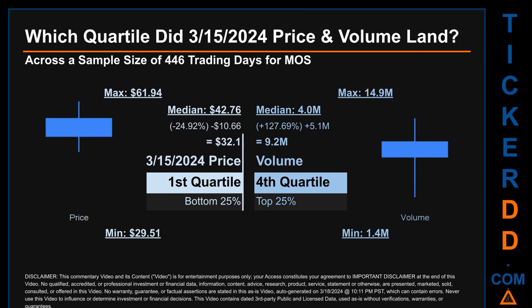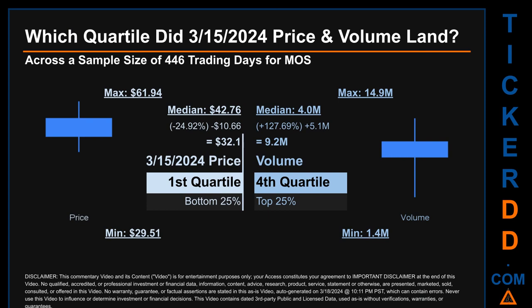The day's volume landed within the fourth quartile, marking it within the top 25% of all sampled daily volume, which saw a max daily volume of 14.9 million and a minimum of 1.4 million. Quartiles tell us about the spread of a data set by breaking that data set into quarters, just like how the median breaks the set into half.